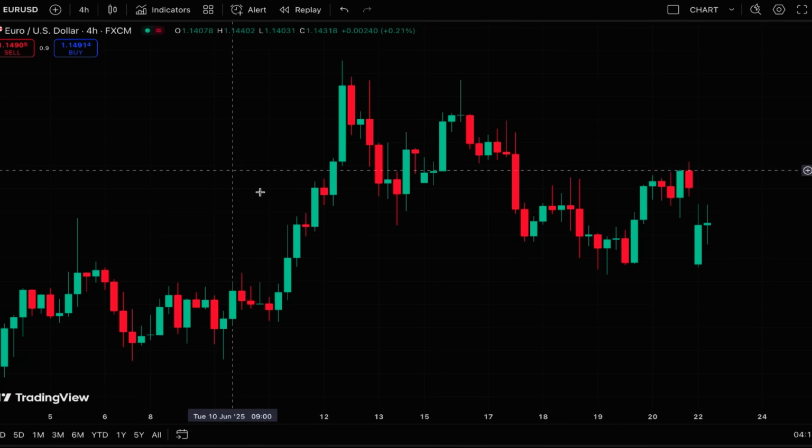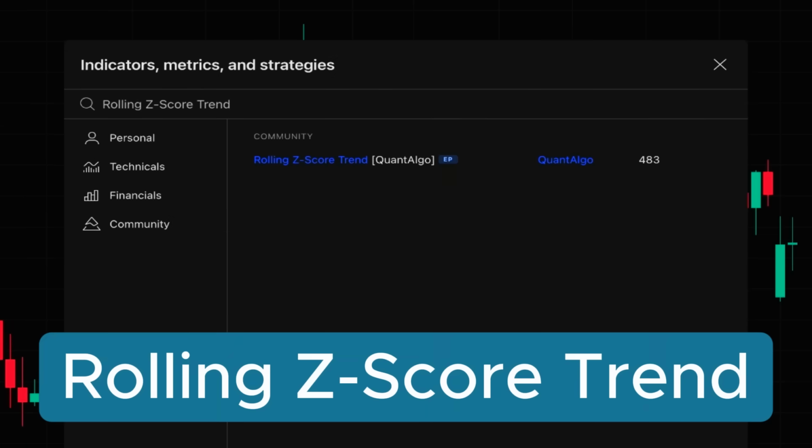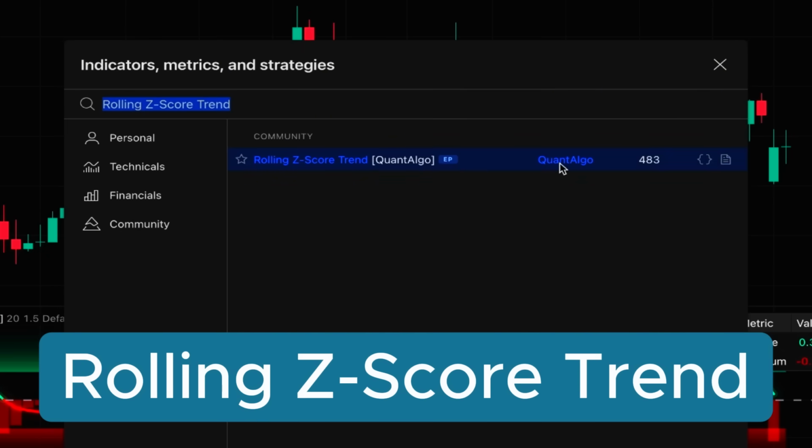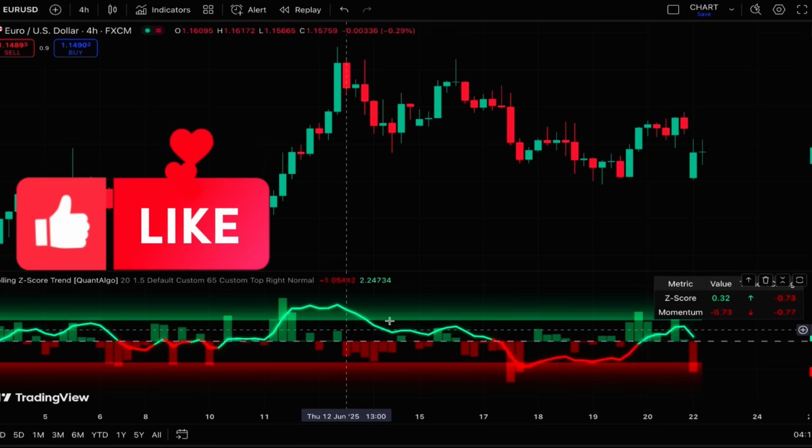Alright, to add the indicator to our chart, here we click on indicators and we search rolling Z-score trend. This one, which is an editor specs indicator and written by Quant Algo. Alright, this is the indicator, and as you can see, it's added here below the chart.